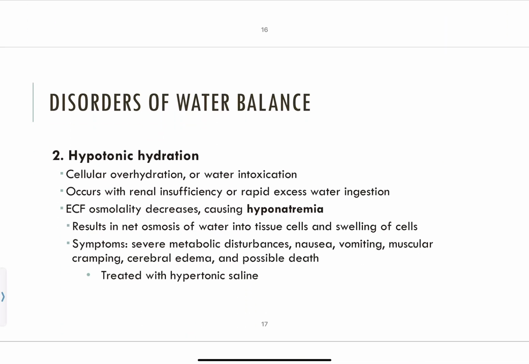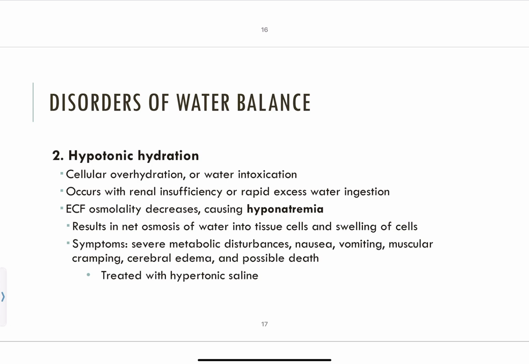Hypotonic hydration is basically the reverse of what we just talked about for dehydration. So this is cellular overhydration, and it's actually more dangerous than dehydration. So several different things could cause it. We could start chugging a bunch of water, and our kidneys can't process it fast enough to form our urine. Or if you have any sort of renal insufficiency disorder or disease, that could also contribute to this.